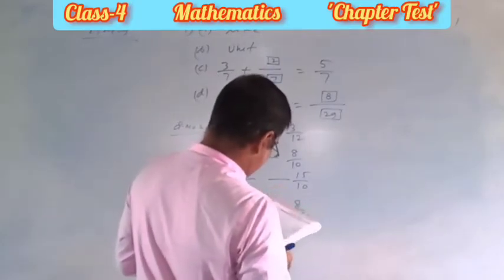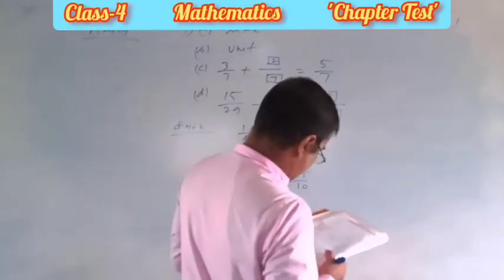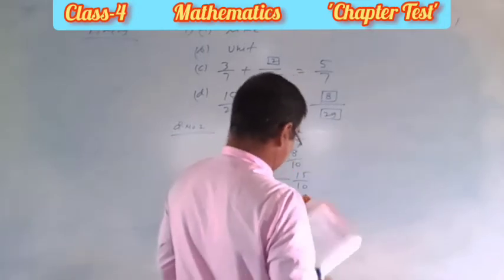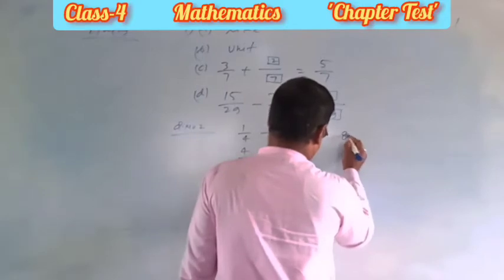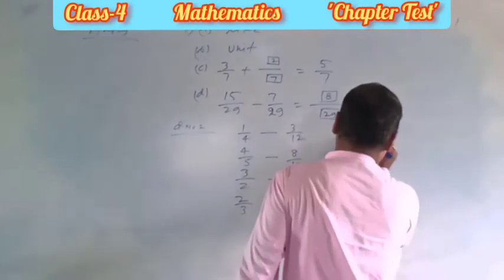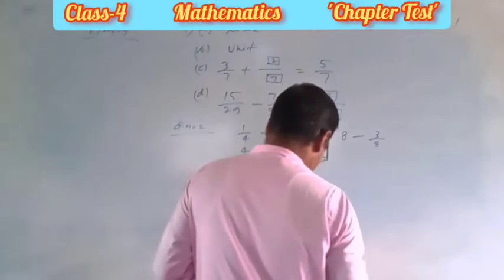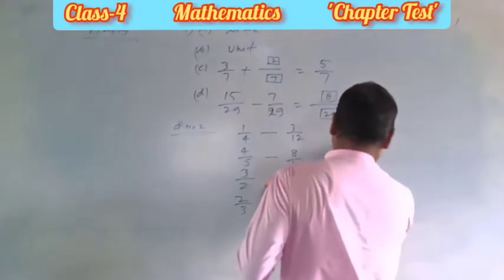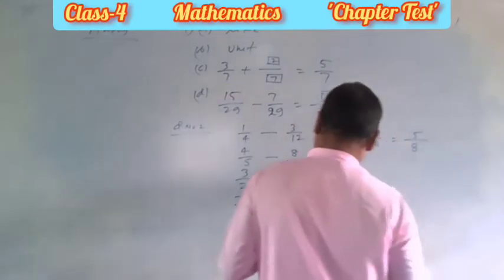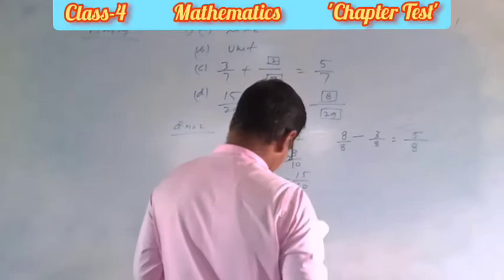Question number 3. Shweta bought a pizza and divided it into 8 equal parts. She ate 3 by 8 of it and gave the remaining part to her brother Ankit. How much pizza did Ankit get? Here you see total parts 8, and she ate 3 by 8. Therefore the rest is 8 by 8 minus 3 by 8. So your answer is 5 by 8. This is given by Shweta to her brother Ankit.